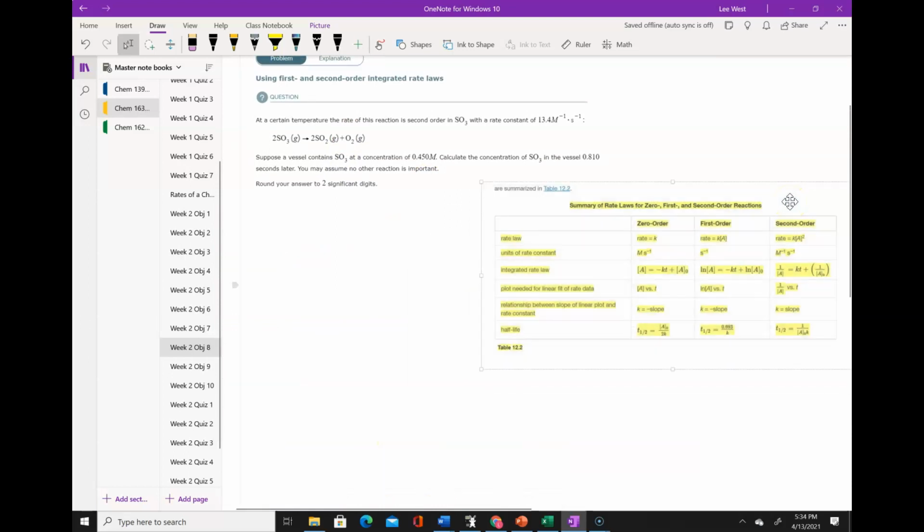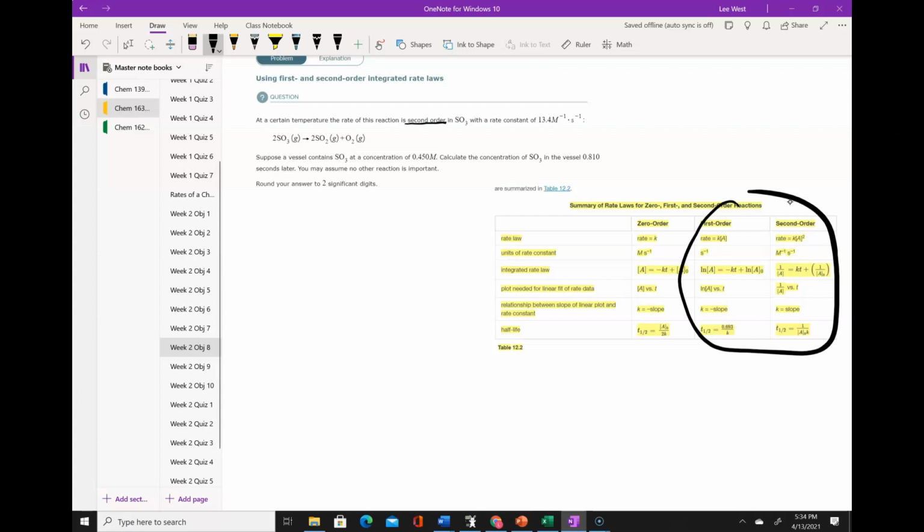And I'm going to be, in this case, using the information that's in here. So let's see what we've got. It says, at a certain temperature, the rate of this reaction is second order. I knew that anyway because I was looking at the units for the rate constant, and they were molarity to the minus 1, time to the minus 1. So I kind of knew that it was second order.